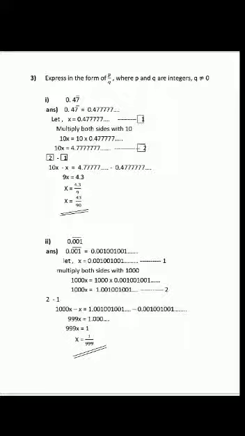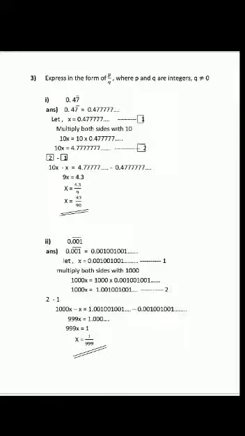10x minus x we know is 9x. Then just subtract the decimals, as all of you know how to subtract two decimals. 4.777 minus 0.477 gives 4.3. So 9x equal to 4.3. Taking 9 to the right side, x equal to 4.3 divided by 9. To remove the decimal, multiply numerator and denominator by 10. So you get 43 by 90.